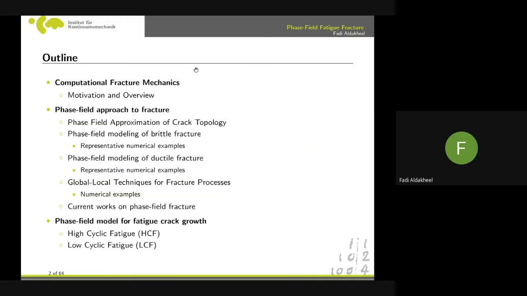Here is my agenda for today. As I said, I will start with computational mechanics and fracture mechanics. Then most of the talk will be on phase field, the general ideas, what you are going to see, and the definitions. And here's my final bar.